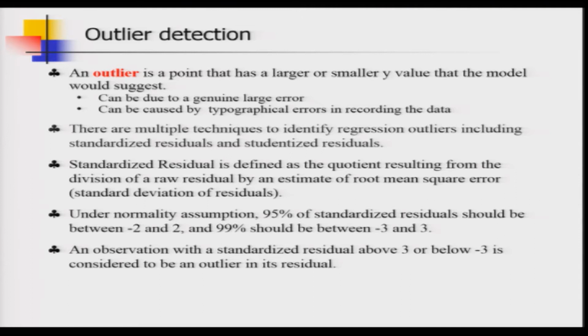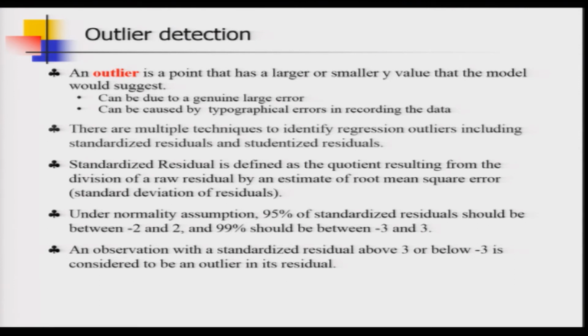economic and statistical research. So, what is an outlier? Formally we can define an outlier as a point that has a larger or smaller y value than the model would suggest. Of course, this is in a relative sense, and this can be due to two different reasons mostly. Number one, there could be a genuine large error, or otherwise there could be typographical errors in the data entry process. But we do not know a priori what has generated that outlier.